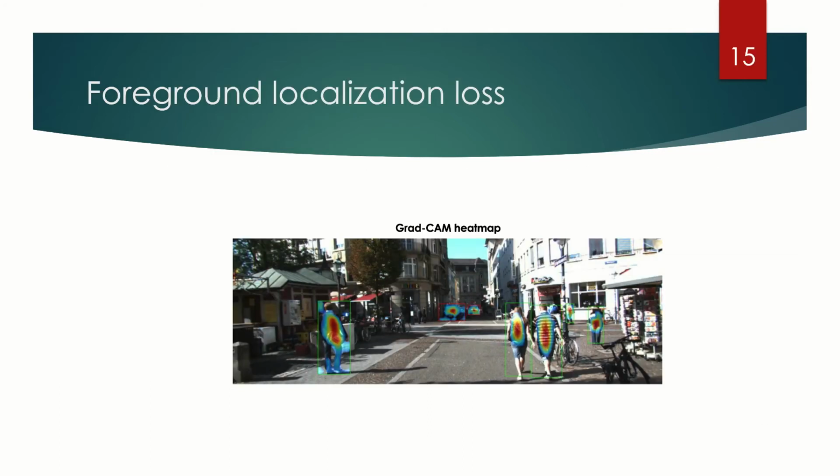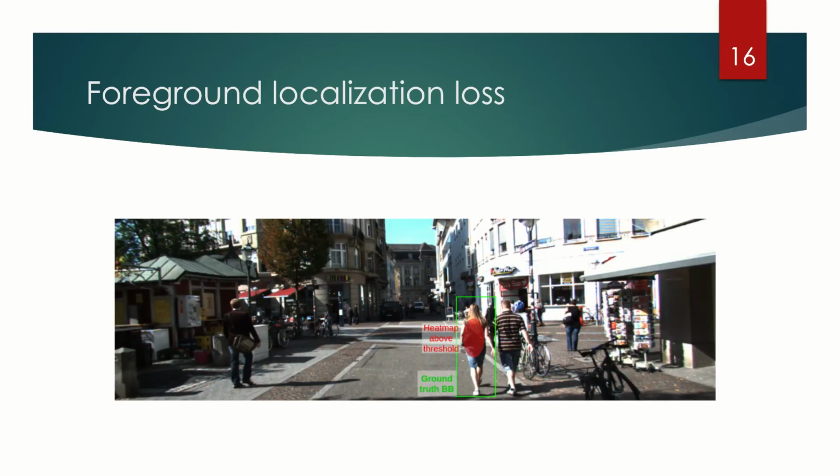Now, how do we use these Grad-CAM heat maps in the foreground localization loss? We do it as follows. The bounding box ground truth is available. Then we can be sure that what's outside these bounding boxes is background. We are not so sure, however, about what is inside them. Then we threshold the heat maps, so that what is above a certain threshold will be learned as foreground, while the pixels inside the ground truth bounding boxes, whose heat map values are below the threshold, will not contribute to the loss.